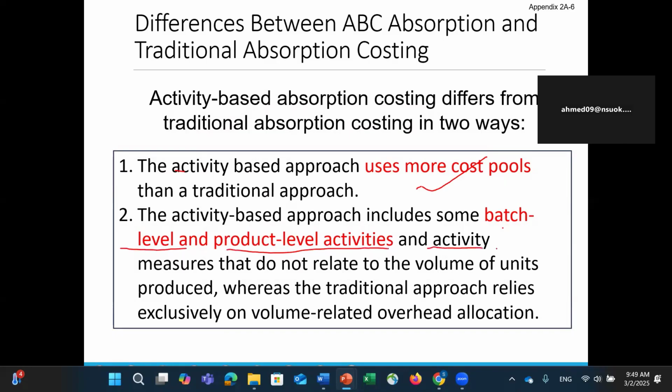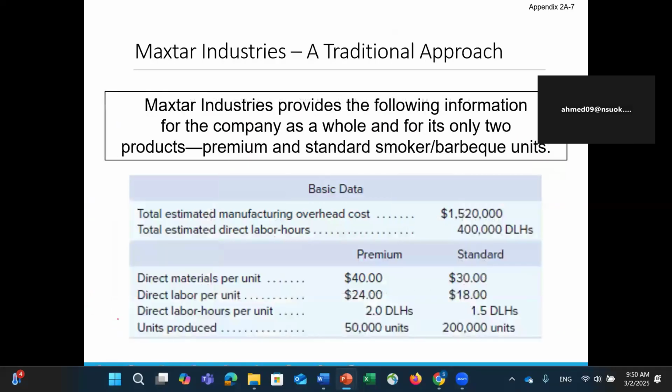And then after that, activity measures, those that do not relate to the volume of units produced, where the traditional method relies exclusively on volume-related overhead allocation. So these are the differences between the two methods. So let's see how the two methods are different. Let's start with number one, the traditional method.